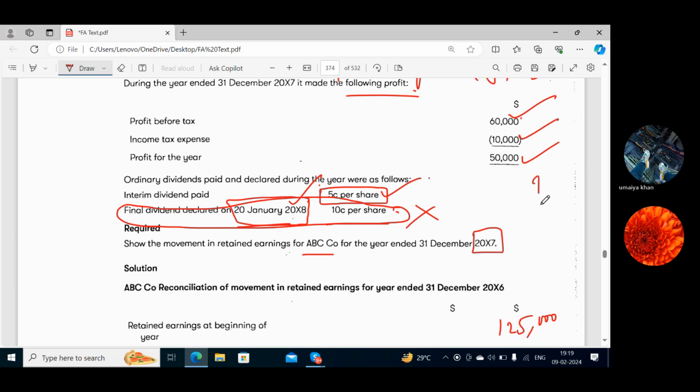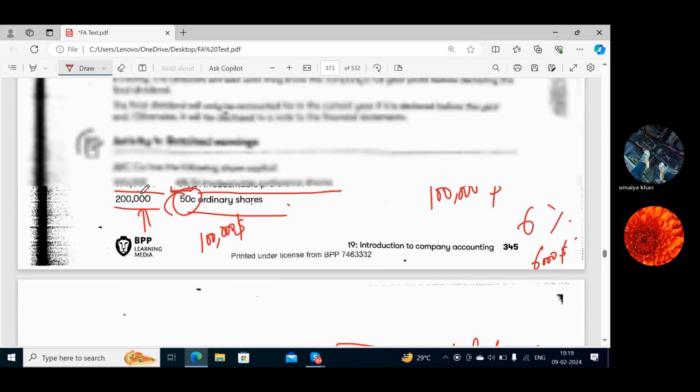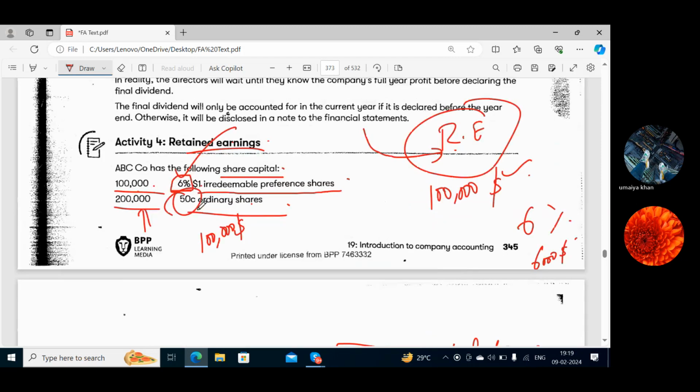Umayya, did you understand? Yes. Yeah, we are not going to take this 2008 figure. So we will take this 5 cents and the number of shares, which are 200,000. 50 cents, if I multiply, $100,000 is the capital, and of that, 5 cents. So how much is that going to be? Okay.